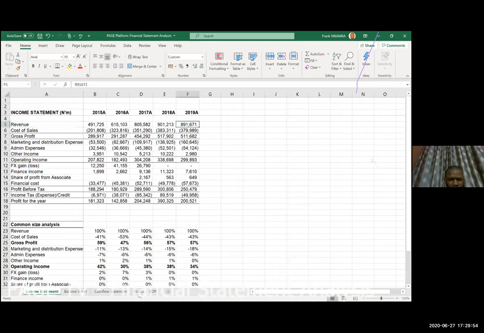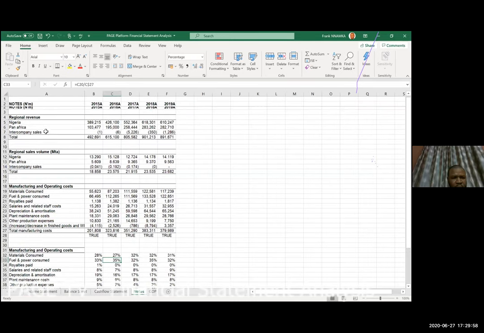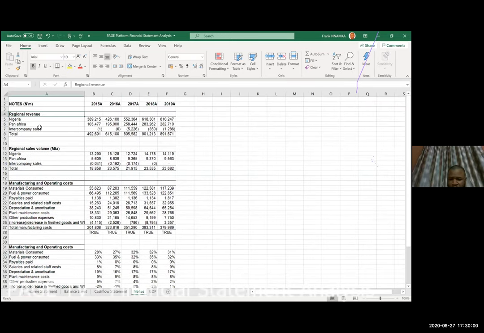Equally, in my notes to account here, I brought out the numbers in revenue, the nominal values, and equally the units, the sales volume he was able to do within this period. Now, if you are familiar with this business, you know that he has operations not just in Nigeria but also in other African countries, right? So first of all, where does he generate the majority of his revenue from in nominal terms?